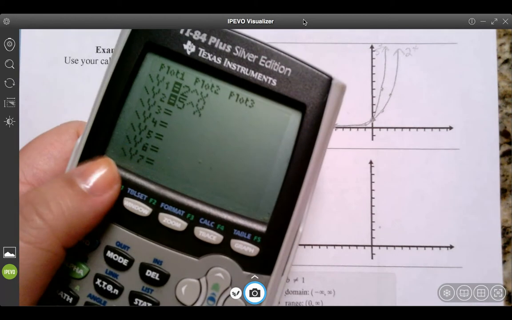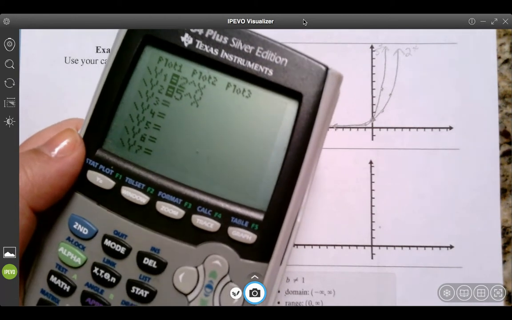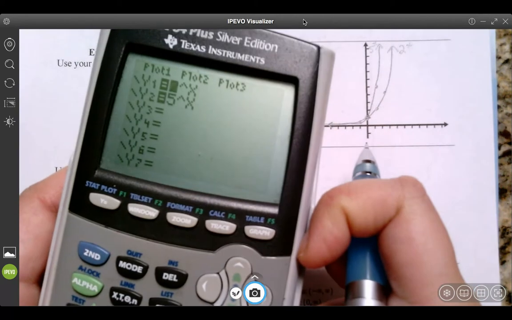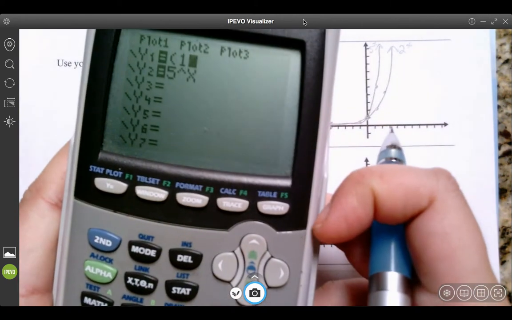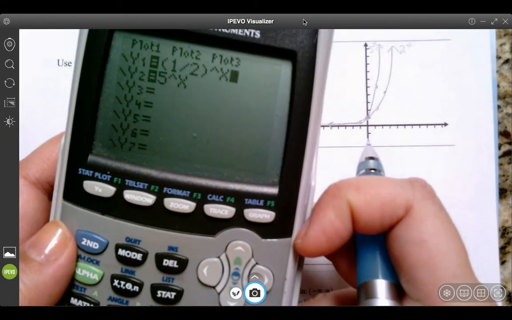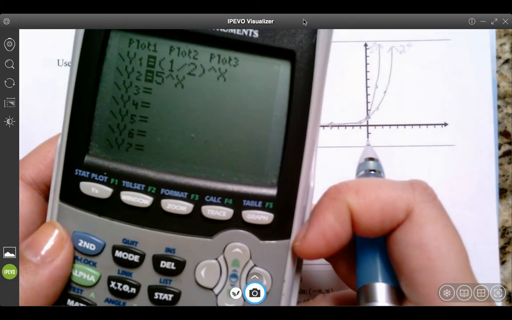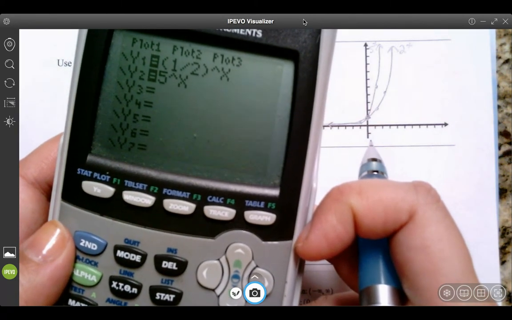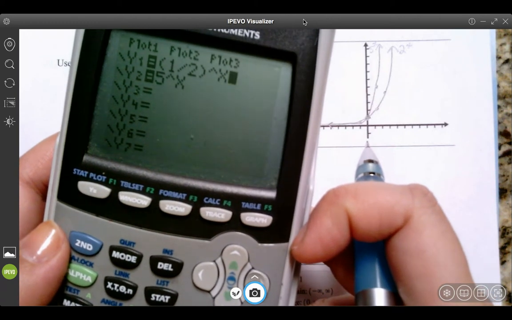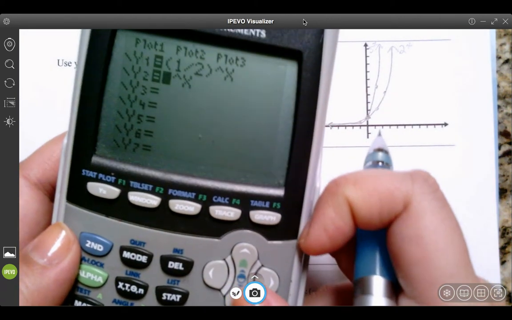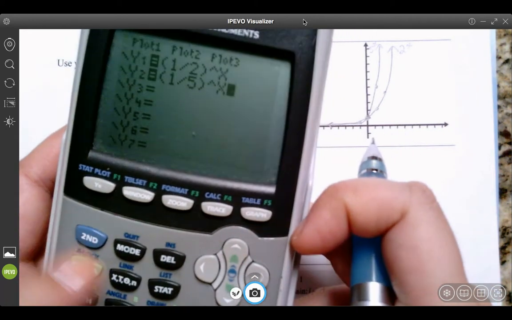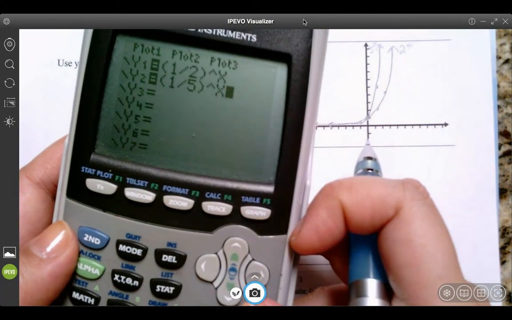So we're going to go back into y equals, and now we're going to raise 1/2. Now it's important to have parentheses, 1/2 raised to the x, because I'm not just raising the 2 to the x, not just the denominator, I'm raising the whole 1/2 to the x. And we want to make sure that that's very clear for our calculator. And the second equation we're going to look at is raising 1/5 to the x power. So I'm going to go ahead and type both of them in here.